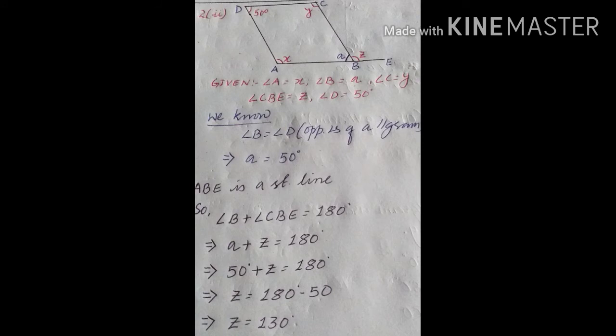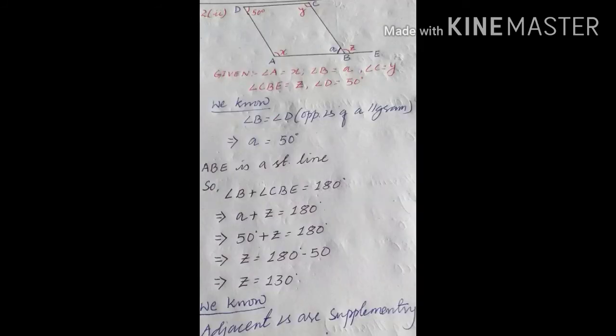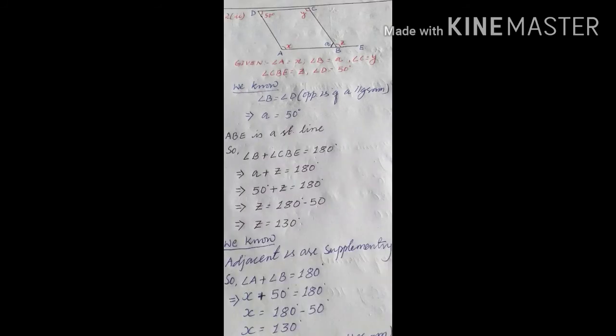Now again, using that adjacent angles are supplementary, we can find the value for X. Similarly, angle A plus angle B equals 180 degrees.